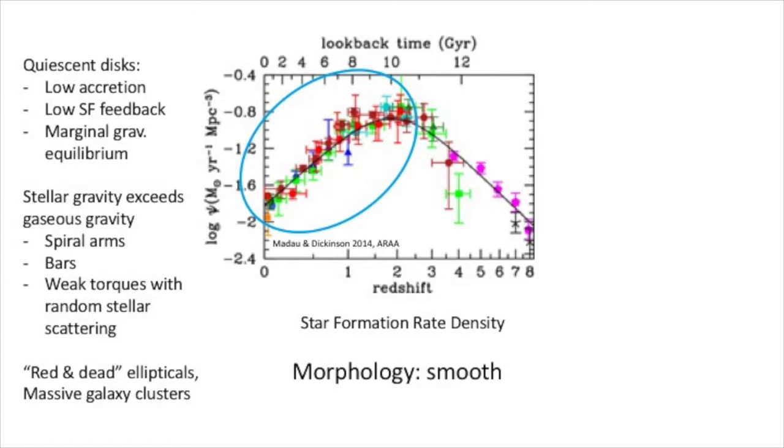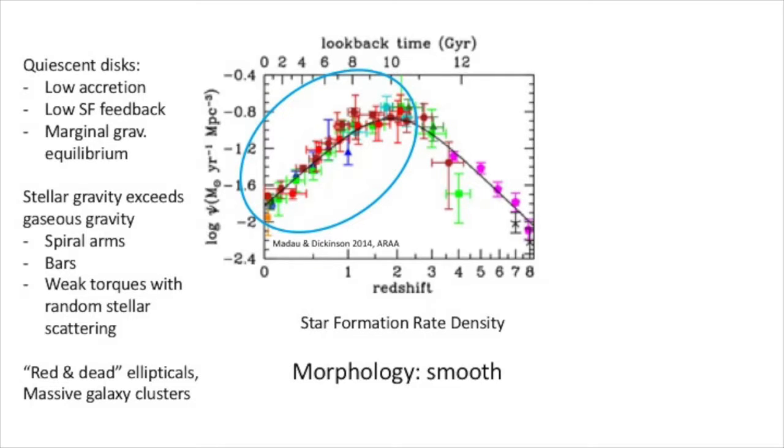On the other side, things have quieted down. Low accretion rates, relatively low star formation feedback, marginal gravitational equilibrium. Stellar gravity typically exceeds gaseous gravity. So today we have spiral arms, not big gassy star formation clumps. And bars, rather weak torques. You have random one-by-one stellar scattering rather than whole torque things from big clumps.